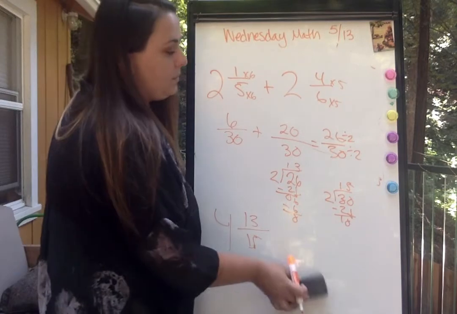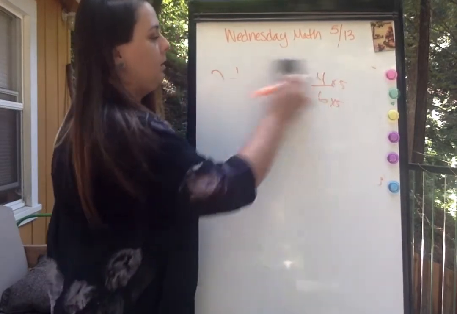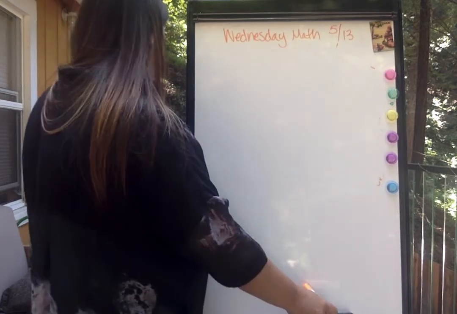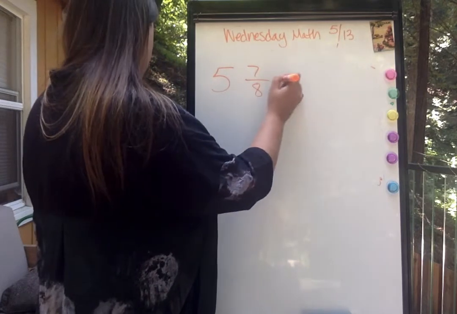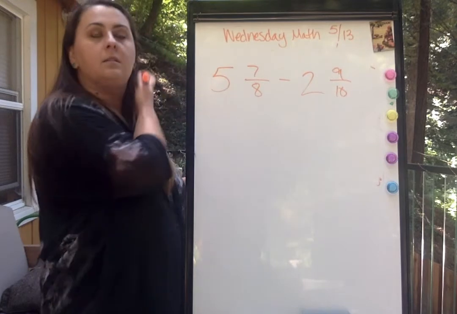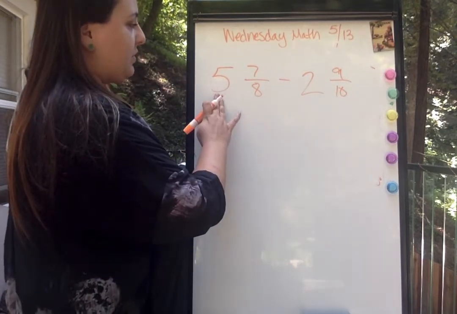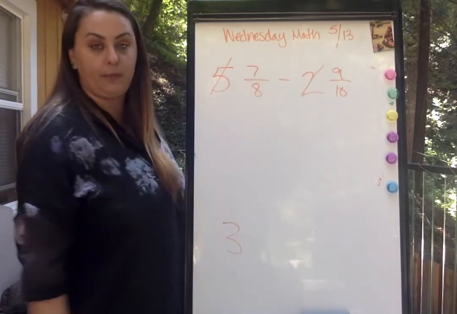Now we're going to do some subtraction of mixed numbers, meaning we're going to find the difference. So 5 and 7/8ths minus 2 and 9/10ths. Okay? I'm going to do the big numbers first. So 5 minus 2 is a big 3.